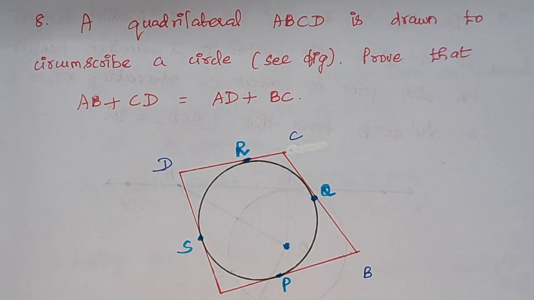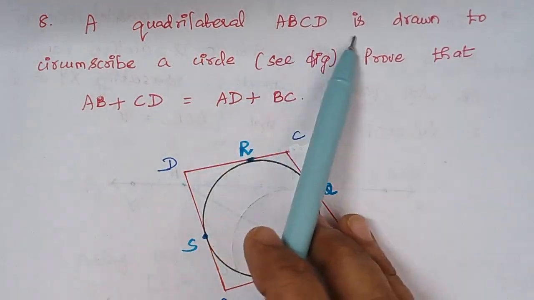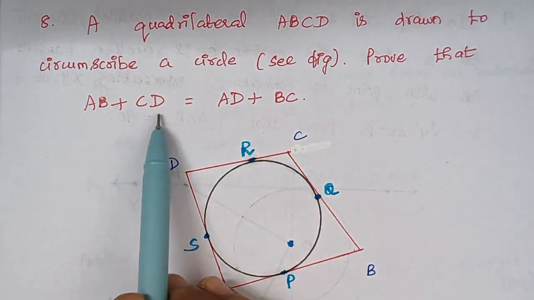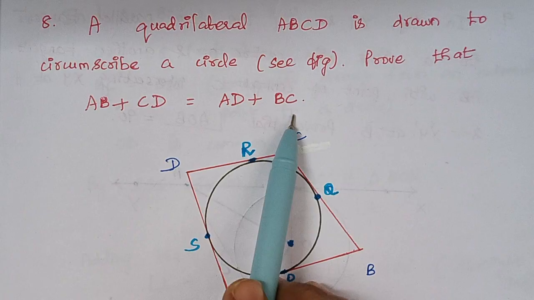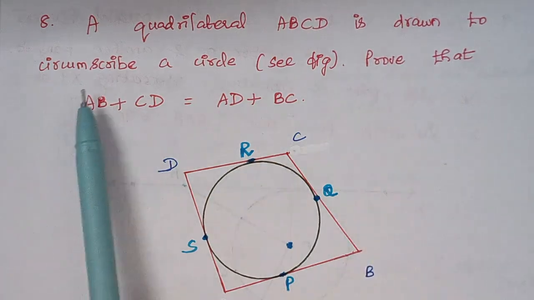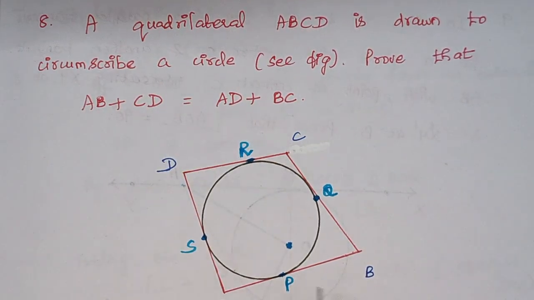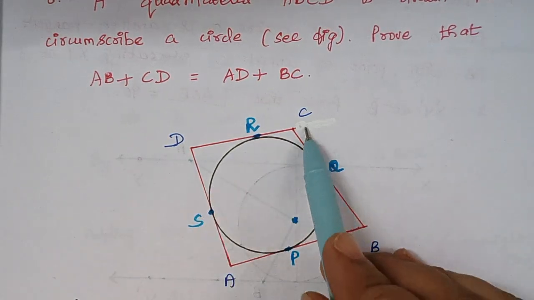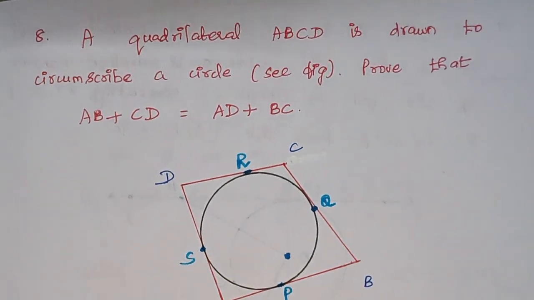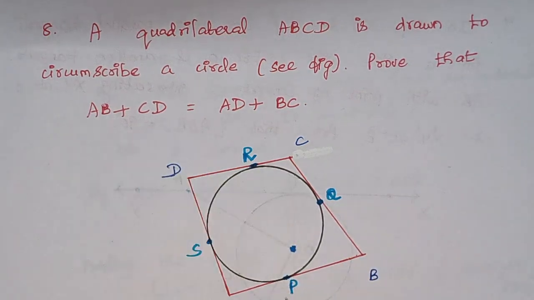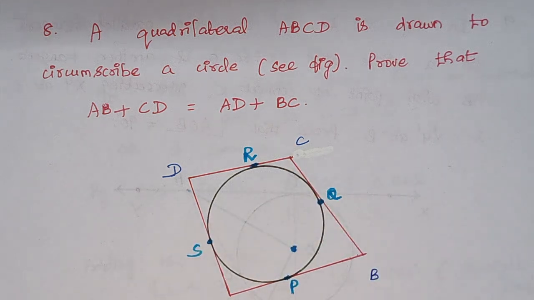The next problem is problem number 8. A quadrilateral ABCD is drawn to circumscribe a circle. Prove that AB plus CD is equal to AD plus BC. So here, a quadrilateral ABCD is drawn to circumscribe a circle. The diagram is given. We have a circle, and ABCD is the quadrilateral. Any four-sided figure is known as a quadrilateral. So here we have to prove AB plus CD is equal to AD plus BC.